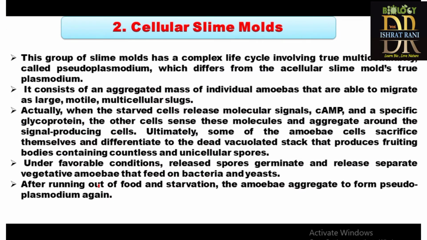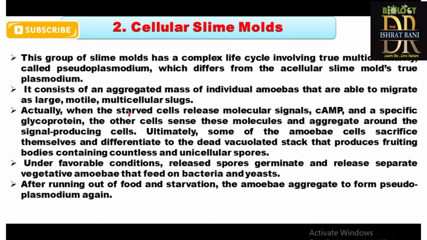Now we will discuss another type, which is the cellular slime mold. This group of slime molds has a complex life cycle involving true multicellularity called pseudoplasmodium. Pseudoplasmodium is different from the acellular slime mold's true plasmodium. It consists of an aggregated mass of individual amoeba-like structures that are able to migrate as large motile multicellular slugs.